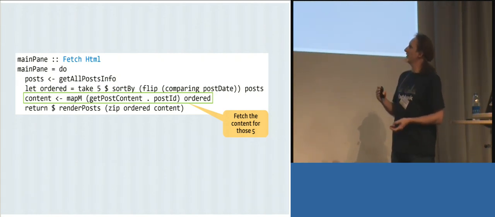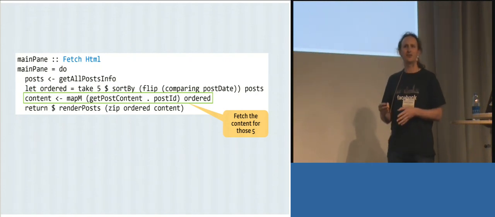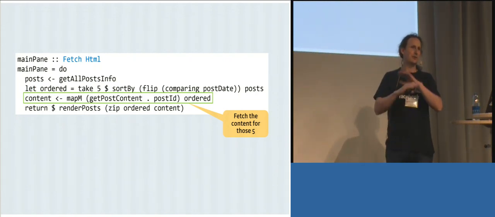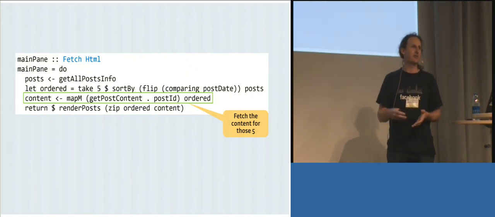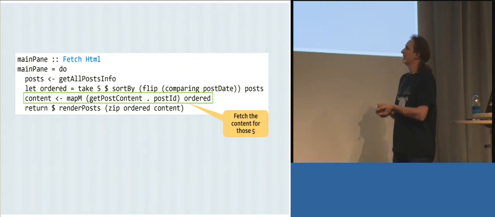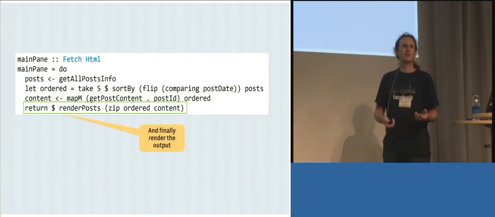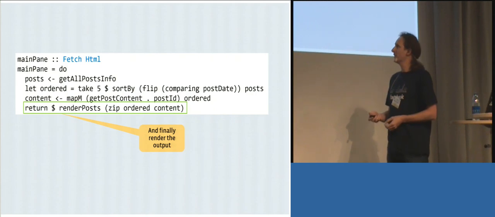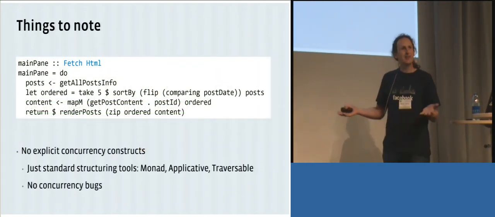So here's an example of some data that depends on previous data. All right? It would have been hard to extract this and do it at the start of the program, because we don't know which posts we're going to need the content for until we've sorted them. Okay, so we've got the content for all the posts that we're going to display, and finally we can render it.